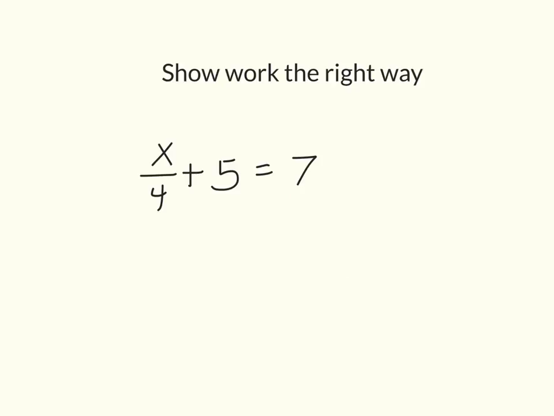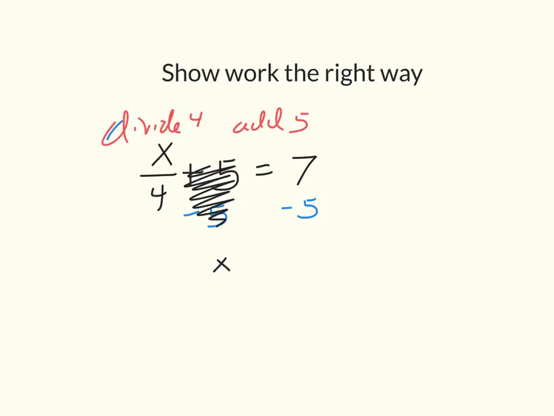Okay, hit pause and see if you can show your work the right way for this problem. All right, let's do it. I've got a divide 4 and I've got an add 5. Removing the most simple operation first, I'm going to get rid of the add 5 by doing subtract 5 on both sides. Once I do the subtract 5, I rewrite my problem. X divided by 4 equals 2.